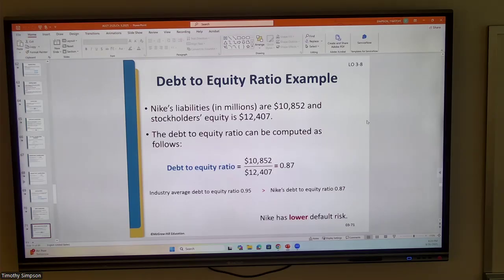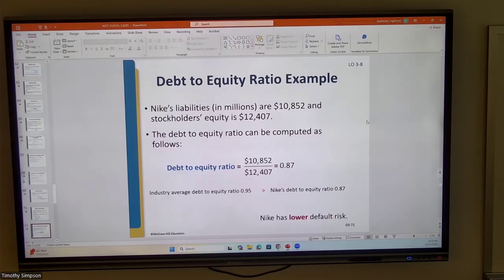Okay, so here's an example. This is taking the Nike example once again. The debt to equity ratio is 0.87, and that is considered a fairly low leverage ratio. The industry average is 0.95, so it's pretty close, but it's lower. And Nike in this case has lower default risk. This is always a debate among lenders and bondholders as to how high this ratio can go before there is concern about the amount of debt in relation to equity.